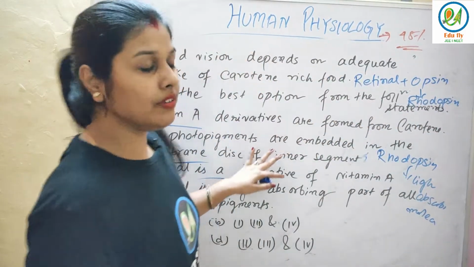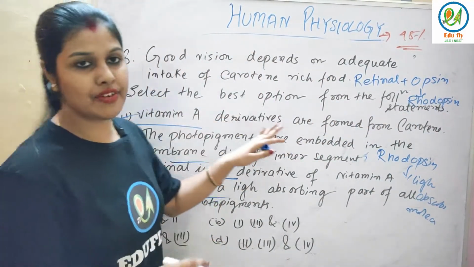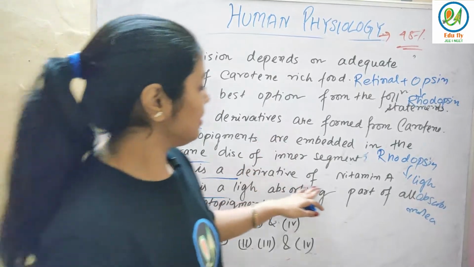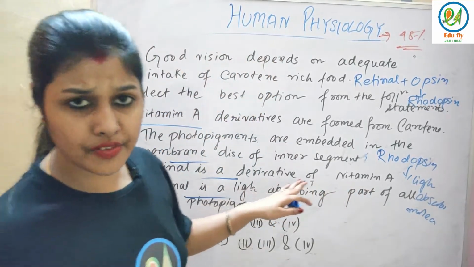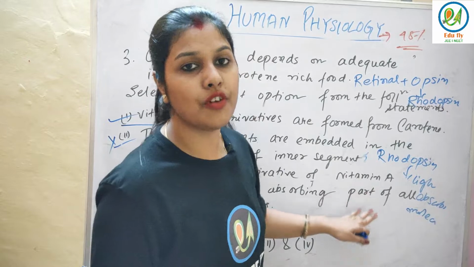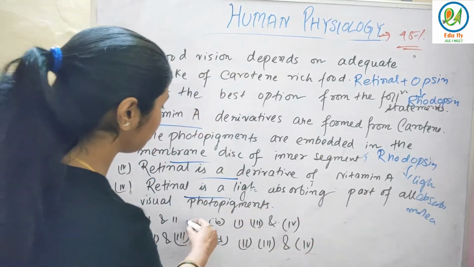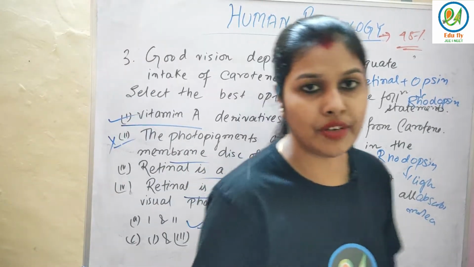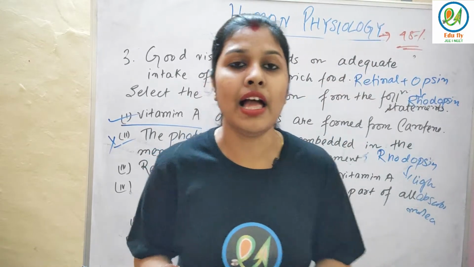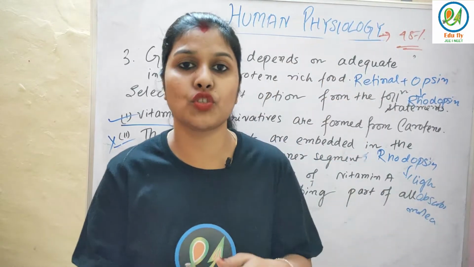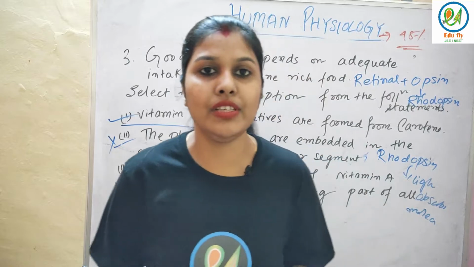Done. So among these, three are right. Vitamin A derivatives are formed from carotene, then retinol is a derivative of vitamin A, and the third is about the functions of retinol. So the answer will be 1, 3 and 4. Very easy question. You just have to read the statements and say which is wrong and which is right. Done. So we'll see the next question.